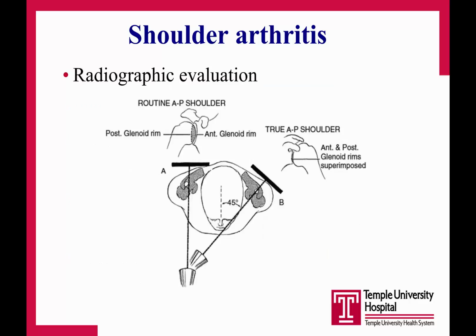In addition to the true AP, you're going to want to get an axillary x-ray, which shoots the beam in an orthogonal fashion to the AP up through the axilla.